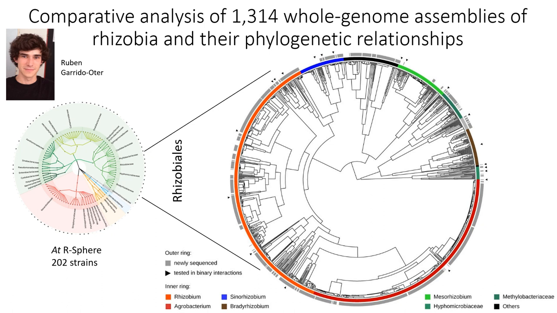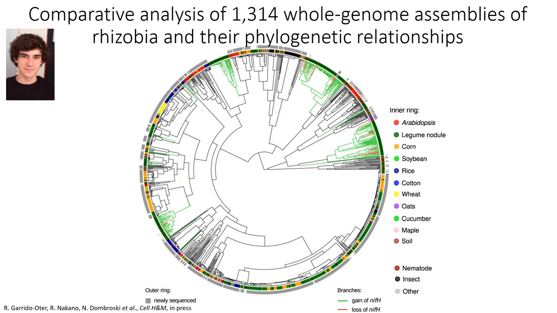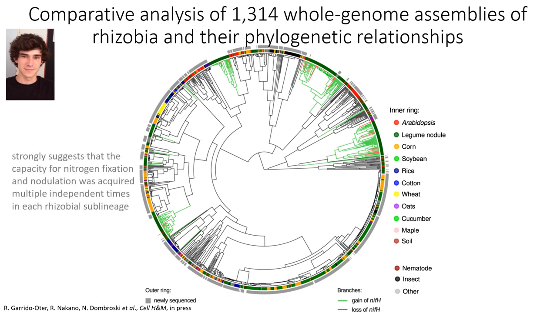And Ruben Garrido-Ota, a computational scientist in the group, then generated, on the basis of these whole genome sequences from these 1,300 genomes, an unrooted phylogenetic tree, and the result is shown here. This is just, again, to put our work on this deep culture collection of the Rhizobiales in the context of the root microbiota culture collection that was maximized for phylogenetic diversity and comprises 202 strains.